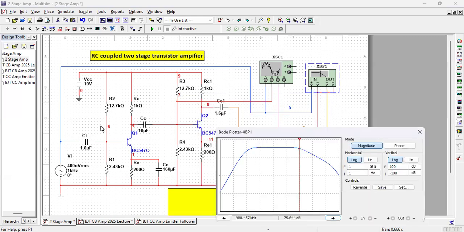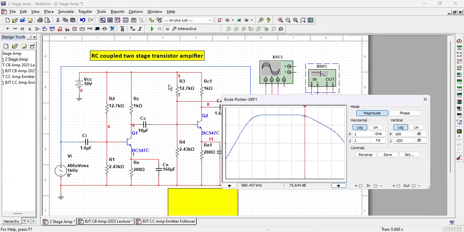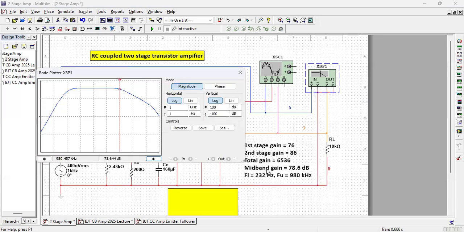By multi-staging amplifiers, what do you get? You get more amplification. But mind it, you get less bandwidth. Of course, if this is your audio amplifier, this is enough bandwidth. Bandwidth is up to 980 kilohertz, and audio signal is hardly up to 10 kilohertz. So you are good enough.